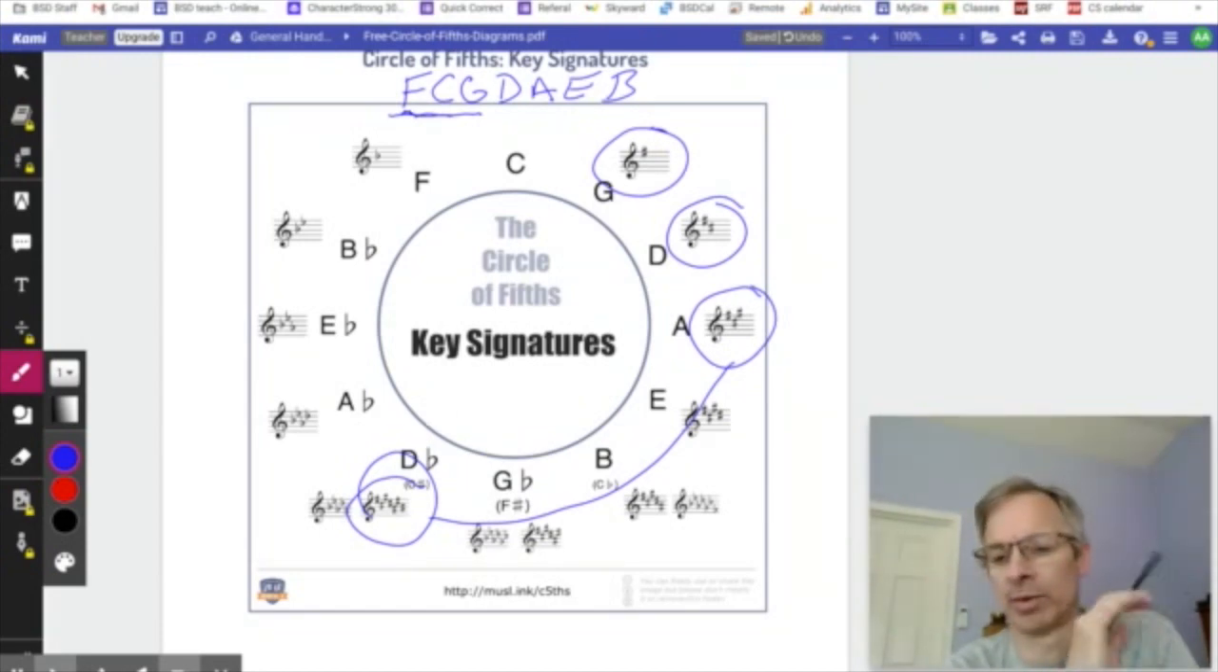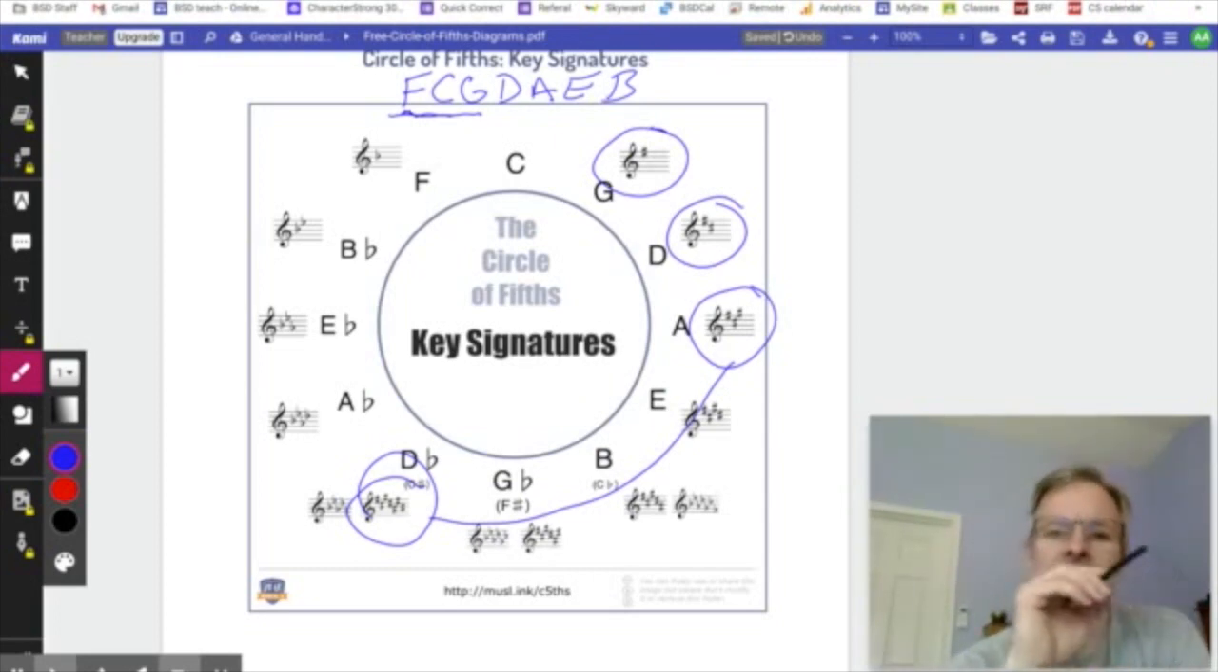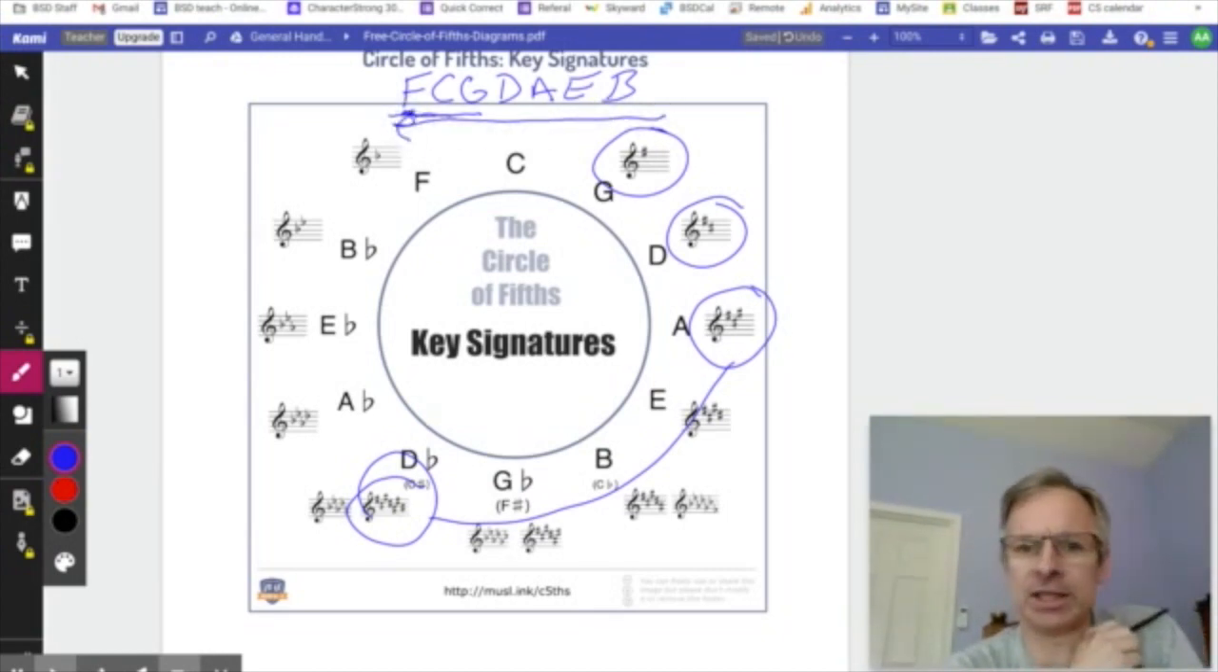Now, I said you could memorize one of two things. I think "Fat Cats Go Down Alleys Eating Bones" is the easier one to memorize, but you could also memorize this backwards: B, E, A, D, G, C, F. I don't know of a good mnemonic for memorizing that, but I'm sure if I spent a few moments on Google, I could find one.